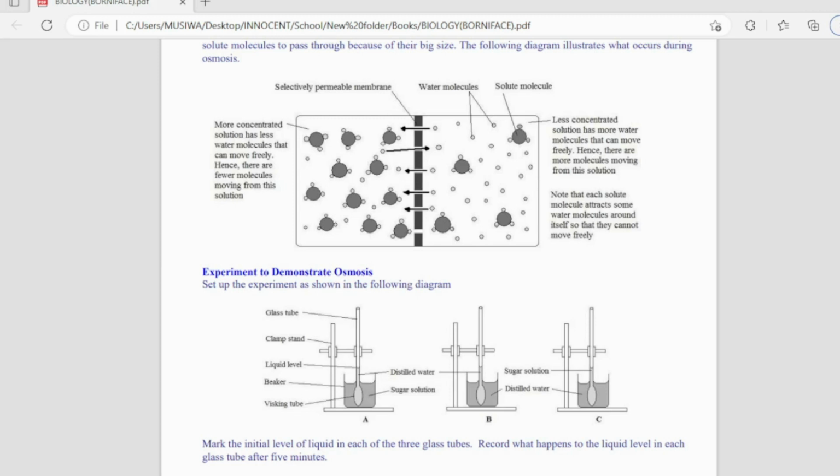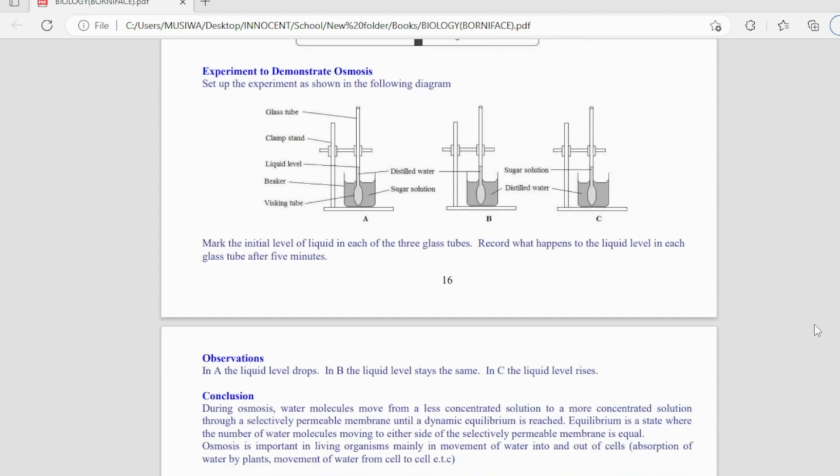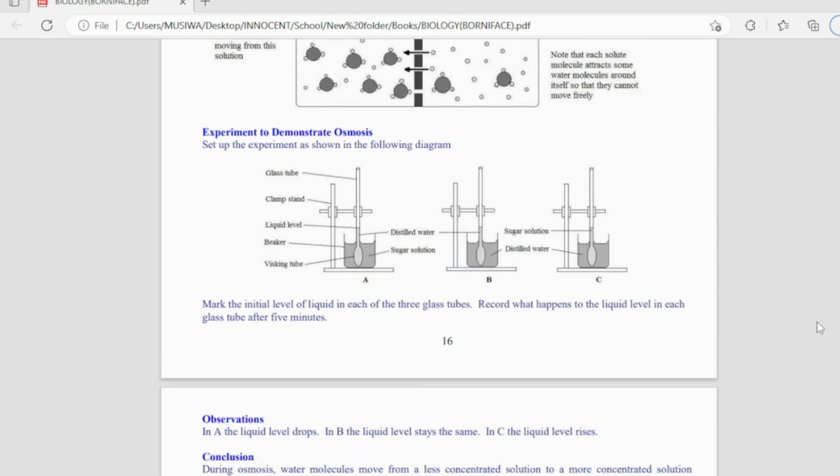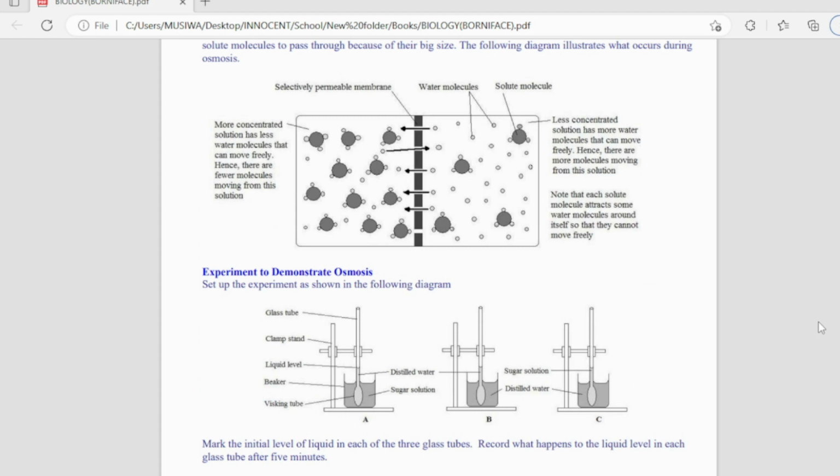So now, as you can see here, there's a diagram. We can just say it's an experiment to show how osmosis takes place. So we have solute molecules here, we have water molecules and a selectively permeable membrane. What is happening here is that the water molecules are going to be moving about. This process is going to be taking place until there is an equilibrium in this whole solution.